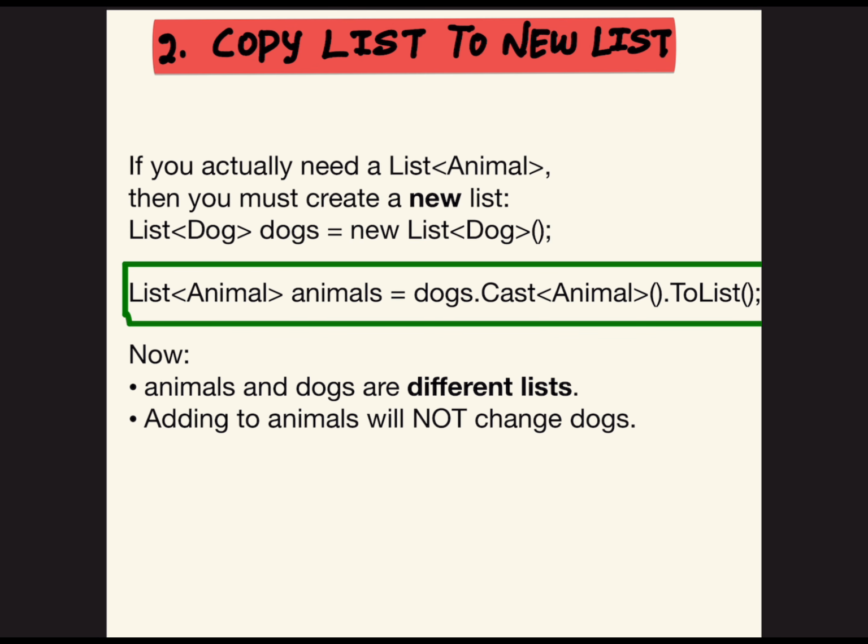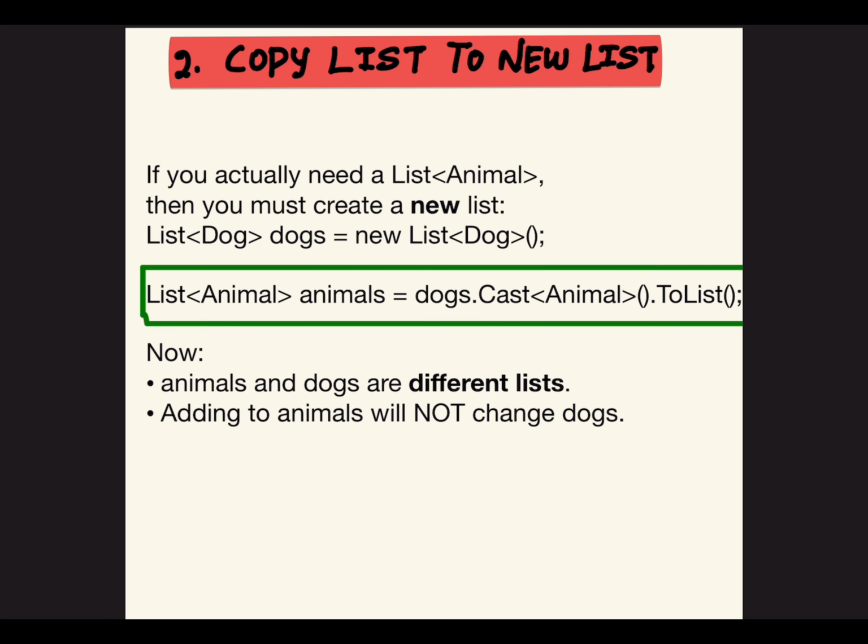The second way is, I can copy the list to a new list. When I do this Cast to Animal, each of the dogs in the dogs list I'll cast to an animal. Then ToList puts it into a separate, completely different list. So that doesn't modify my original dogs list. The original dogs list is at some place, and from there you derived and made a brand new, different list, which you have assigned to this animal list. But the original will never be affected. So that is the second way.